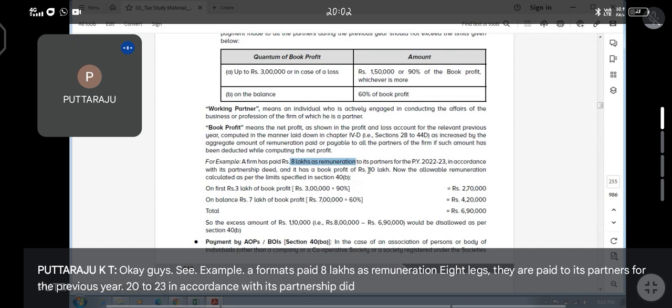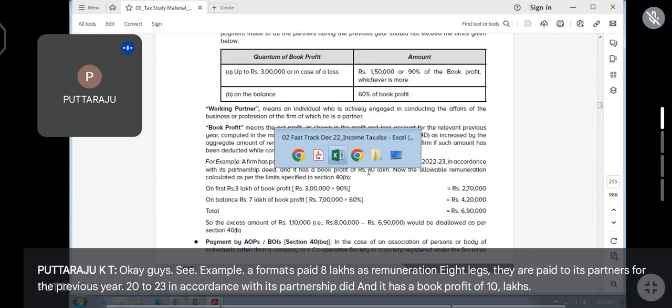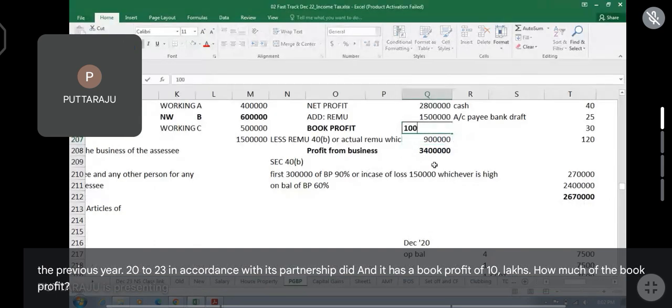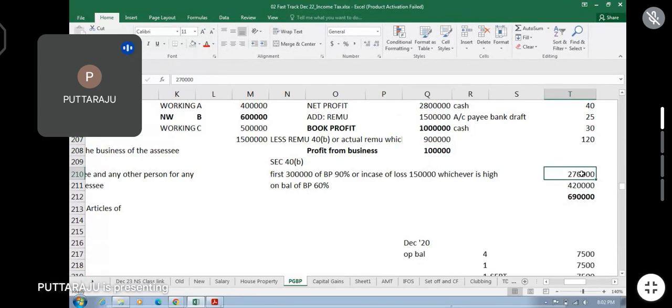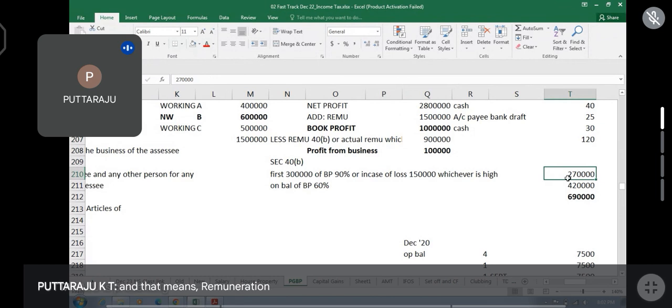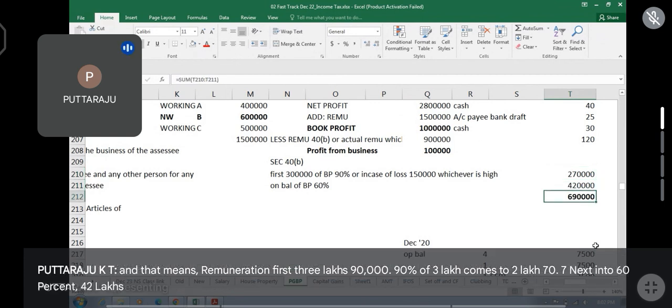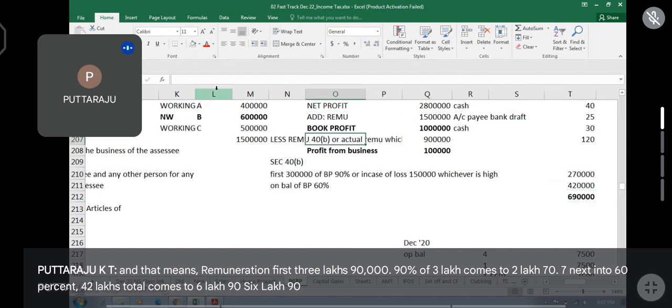For the previous year 22-23, in accordance with its partnership deed, it has a book profit of 10 lakhs. How much of the book profit? 10 lakhs. That means first 3 lakhs at 90%, 90% of 3 lakhs comes to 2 lakh 70,000, and 7 lakhs into 60%, 4 lakh 20,000. Total comes to 6 lakh 90,000.